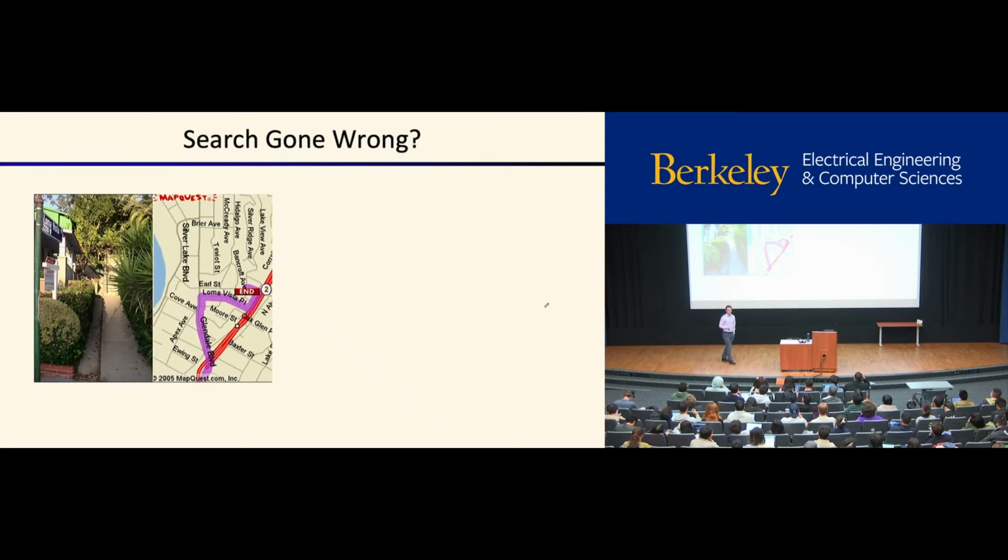So what happened? Did A star fail us? I thought we had a proof of optimality. Well, no, it's not that A star failed us. It's that the person who modeled this map just put in an action where there wasn't one. This action doesn't correspond to a real-life thing we can do.